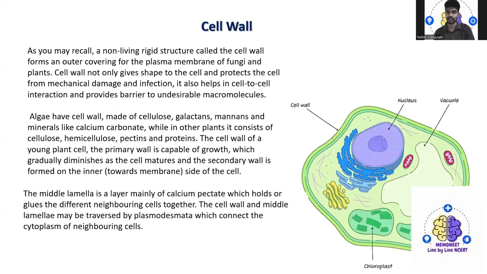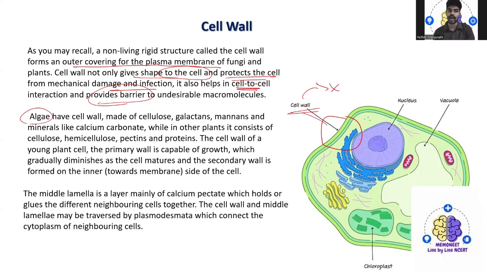Then what is the cell wall? Can you see this? Yeah. So this is the cell wall, a non-living rigid structure that forms the outer covering of the plasma membrane. It could be fungi, plant, animals, whatever it is. The cell wall not only gives shape to the cell, but also protects the cell from mechanical damage and infection. This is the basic thing. It also helps in cell to cell communication or interaction, and it provides a barrier to undesirable macromolecules. That means it will not allow any undesirable macromolecules to penetrate or move.